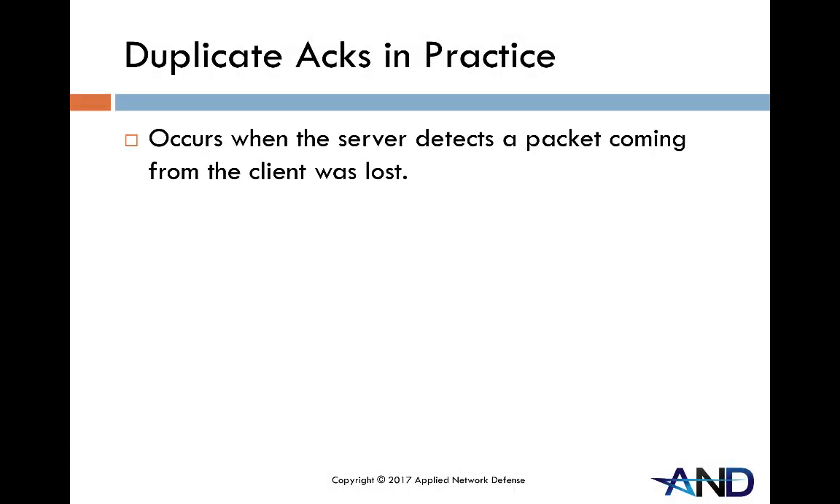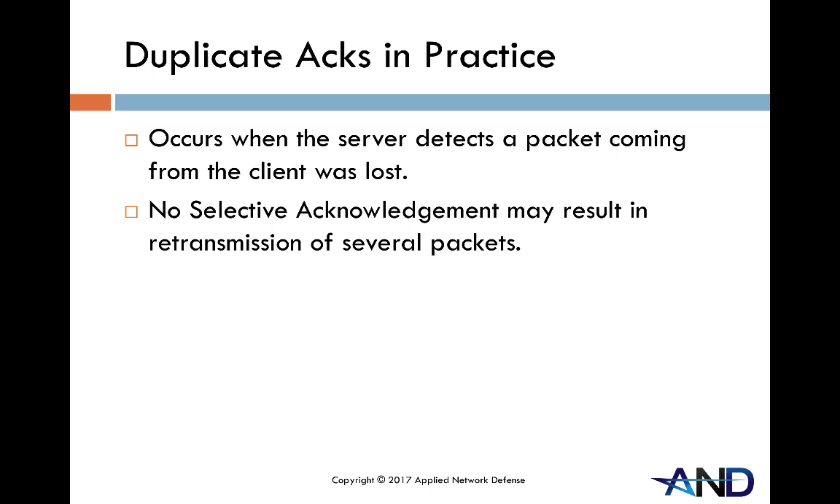To summarize what we've talked about here, keep in mind that duplicate ACKs occur when the server detects a packet coming from the client was lost. So we're missing a TCP segment in this case. And we're using the term client server. Earlier we used transmitter and recipient. In this case, we're saying that the client is sending data to the server, and whoever the recipient is, in this case the server, detects that packet loss has occurred.